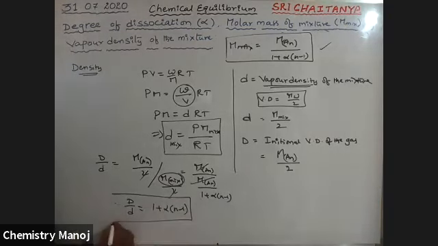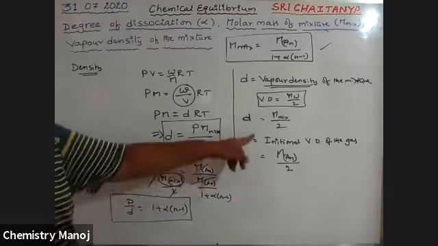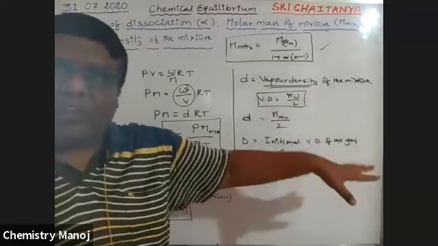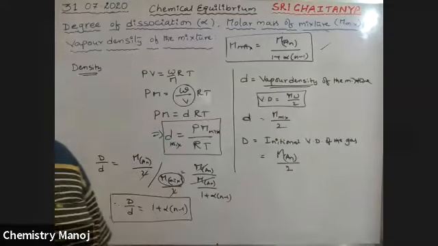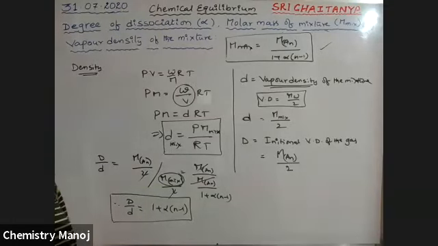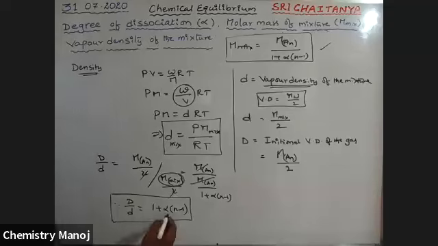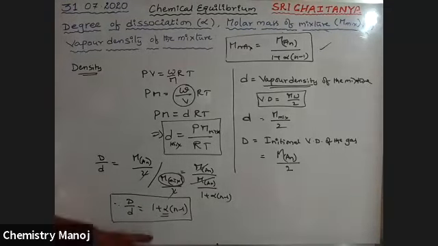This is very, very important, my dear boys. Capital D means initial vapor density of the gas. Small d means vapor density of the mixture of the gas at equilibrium. So capital D by small d is equal to 1 plus alpha into n minus 1. Here alpha is the degree of dissociation.